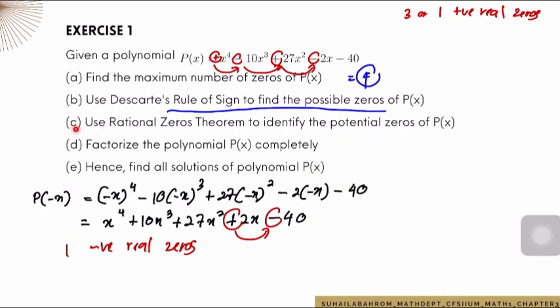And then for part C, use the rational zeros theorem. In this case, our a naught is equivalent to 40, so you need to find the factors of 40. We have so many factors of 40, so you need to find them. And the value of a n is equivalent to 1. Therefore, our d is just plus minus 1. So you have so many possibilities because the factors of 40 are numerous.